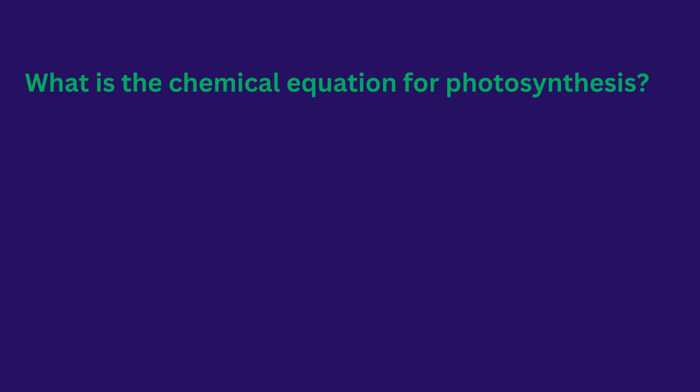What is the chemical equation for photosynthesis? So it is 6CO2 plus 6H2O in the presence of light to produce C6H12O6 plus 6O2. Remember, CO2 is for carbon dioxide, H2O is for water, C6H12O6 is for glucose, and O2 is for oxygen.